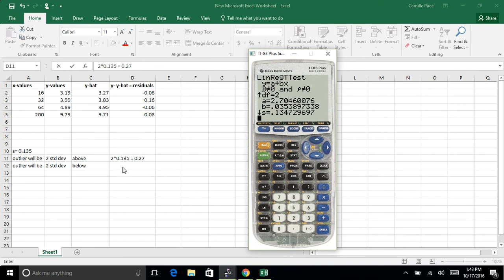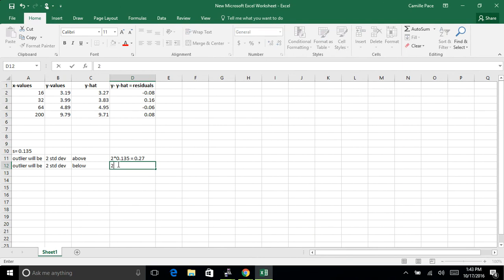That means your standard deviation, okay? And then here you're going to do negative 2 times 0.135, so negative times 0.135 equals negative 0.27. I'm just going to put this negative 0.27. I hope it didn't change it. Okay, good.